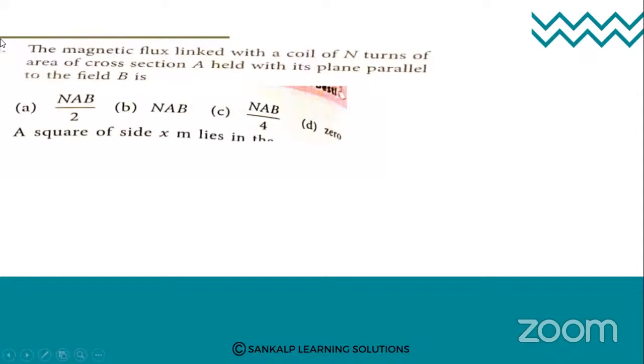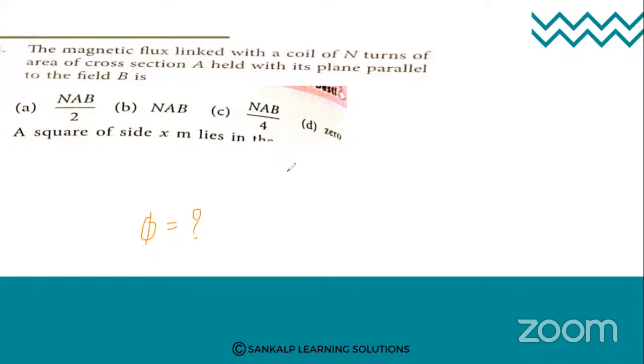Next question, students. So this is formula based. The magnetic flux linked with the coil of n turns of an area of cross section A held with its plane parallel to the field B is. So question artha maadkolli, what they are asking here. Here they are asking you, what is the value of the magnetic flux? So magnetic flux value eshtu barutte with the coil.